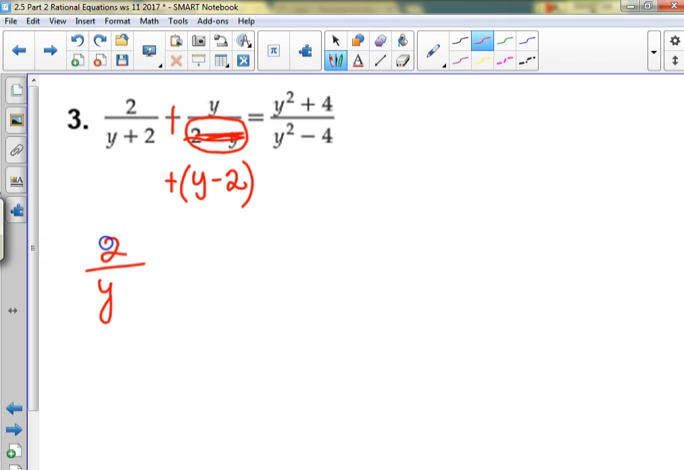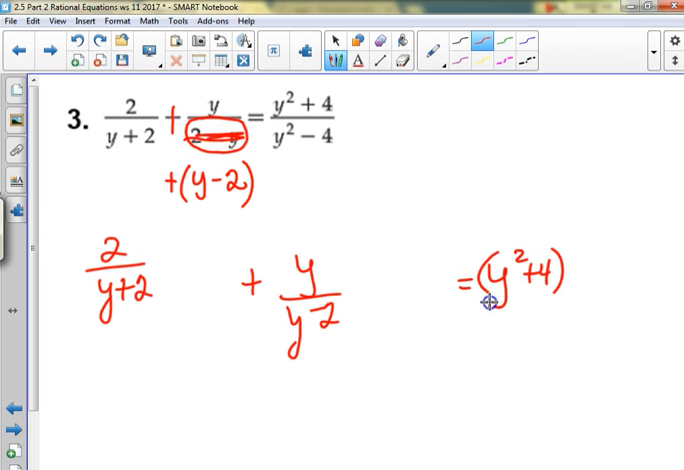I have a 2 over y plus 2. We just fixed this one to say y over y minus 2, and it was plus. And we have back here a lovely y squared plus 4, which is over a what? Yes, which is a y minus 2 and a y plus 2.